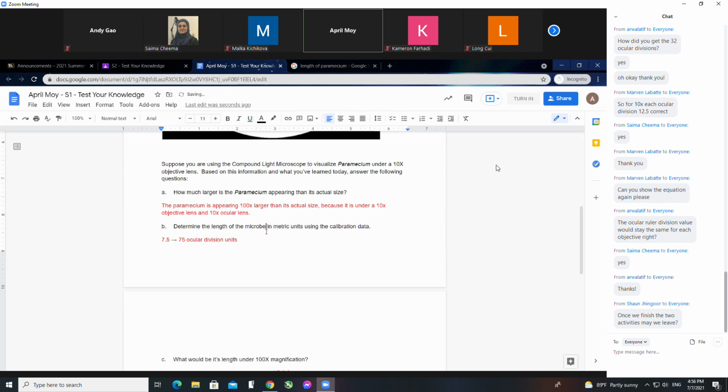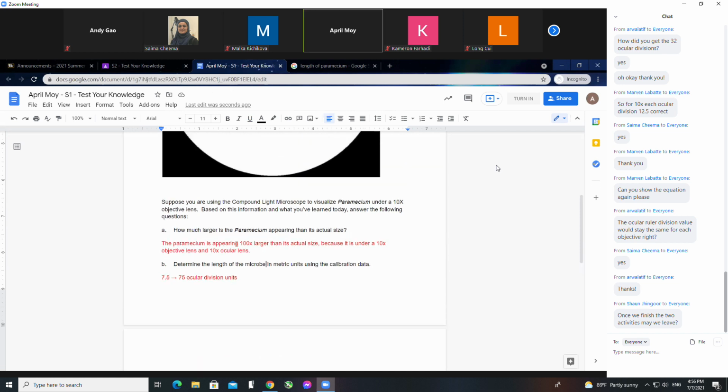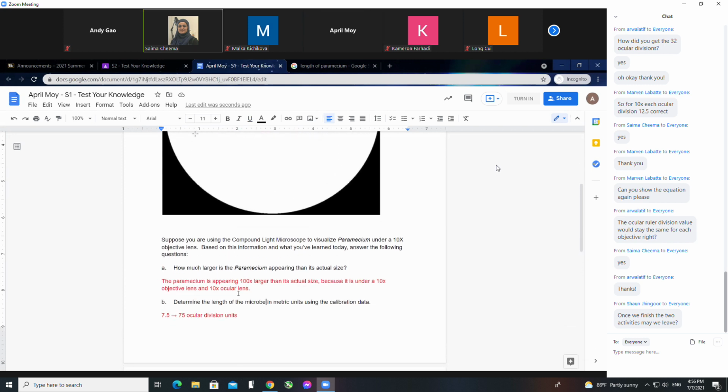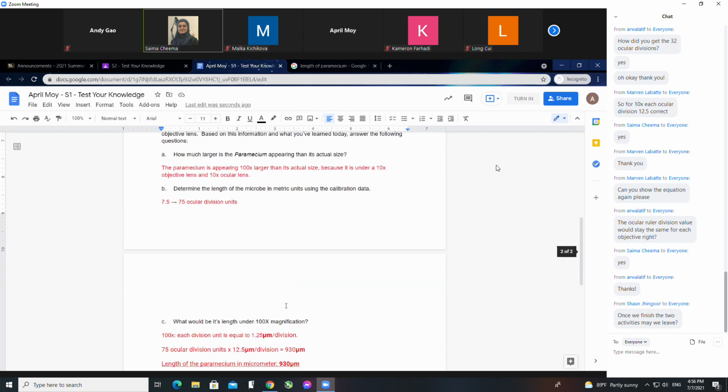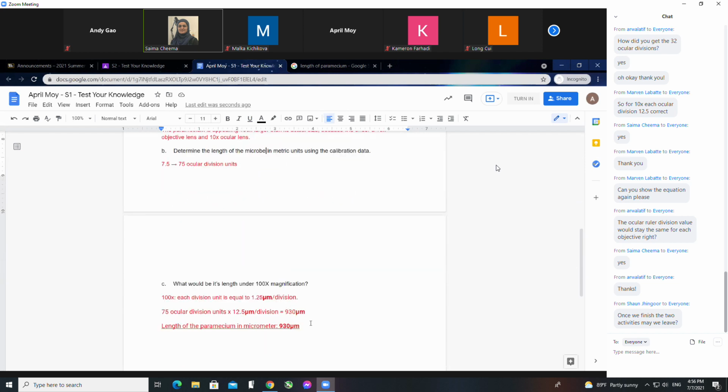Okay. I was just looking at it and I was like, what am I asking? So it is also 75 ocular division units. Right. If you're measuring 75, that's the ocular divisions, and you want to do it for the 10x first, and then for 100x. I shouldn't say magnification, I should say objective lens. That's the other error that I need to correct.